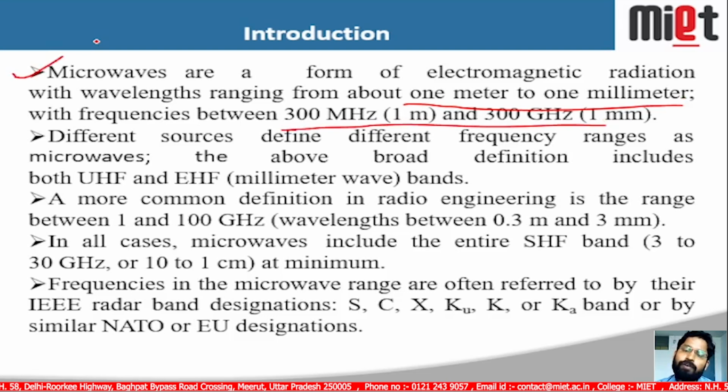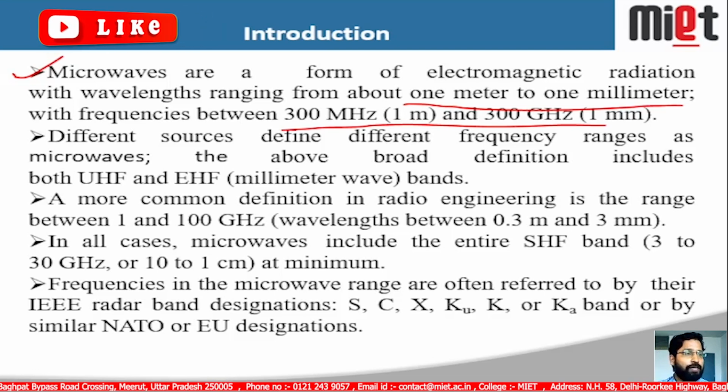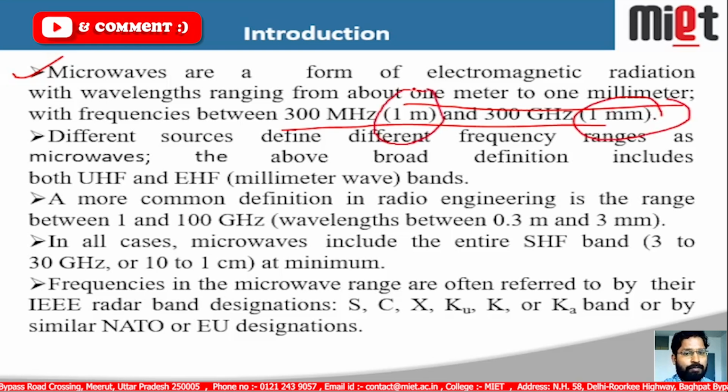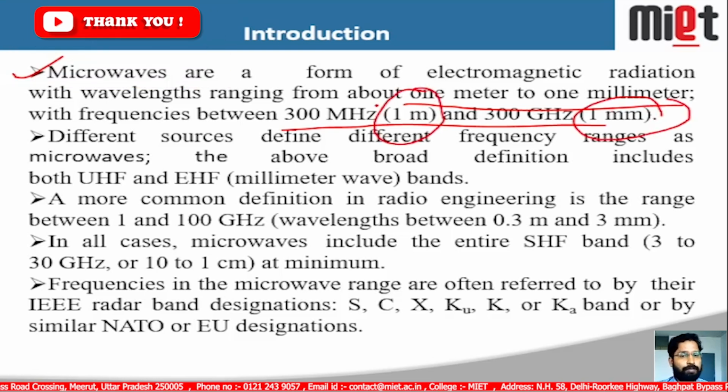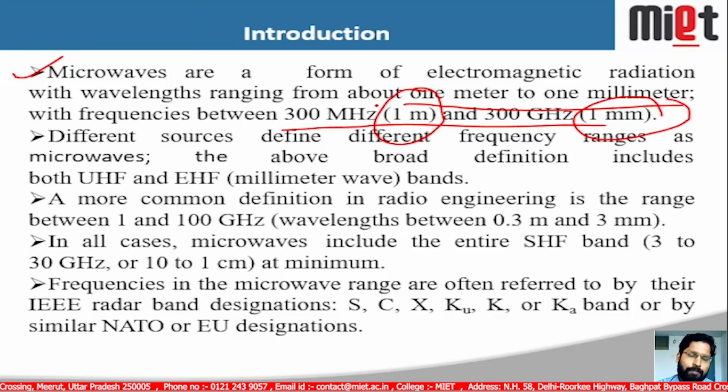This is a very important question, and everyone working in the microwave field knows that the microwave frequency range is from 300 megahertz to 300 gigahertz. In terms of wavelength, it varies from 1 meter to 1 millimeter. As you can see, 1 meter to 1 millimeter. What is the wavelength? Wavelength is defined in terms of frequency: wavelength lambda equals c by f.